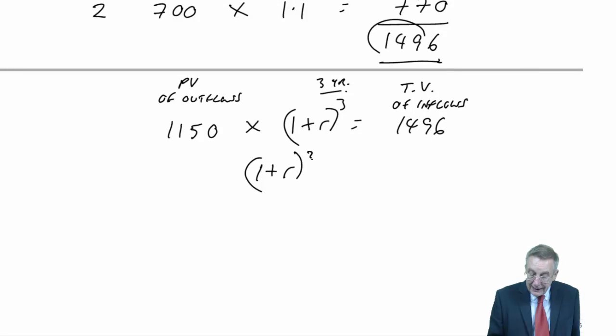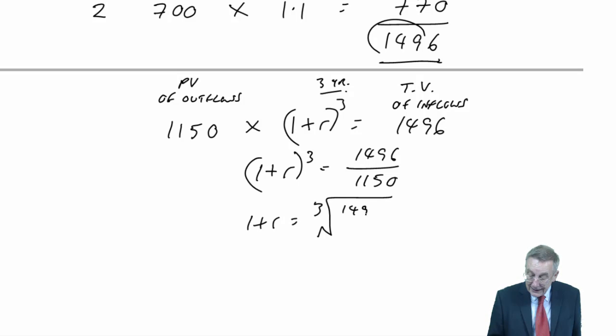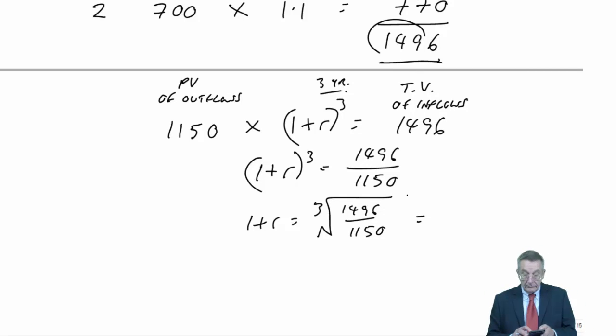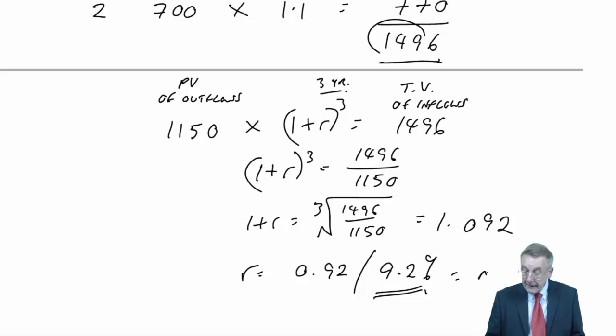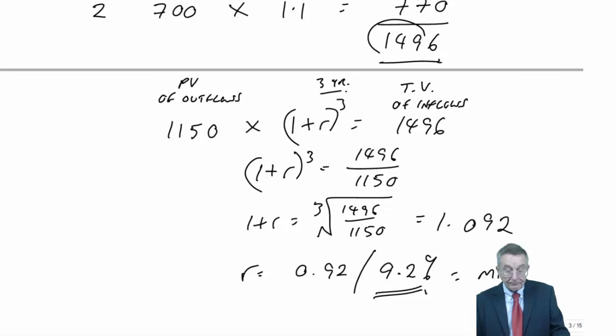And then it's just calculator work. 1 plus r cubed is 1496 divided by 1150. 1 plus r is the cubed root of that, which is equal to 1.092, and therefore r is 0.092 or 9.2%. There's the modified internal rate of return.